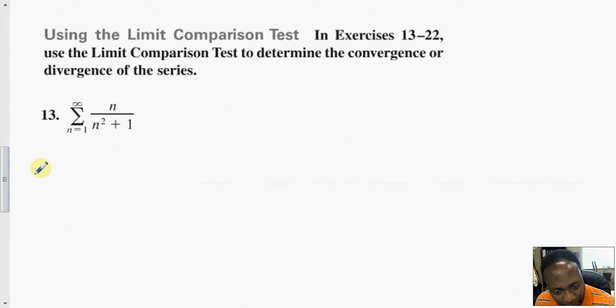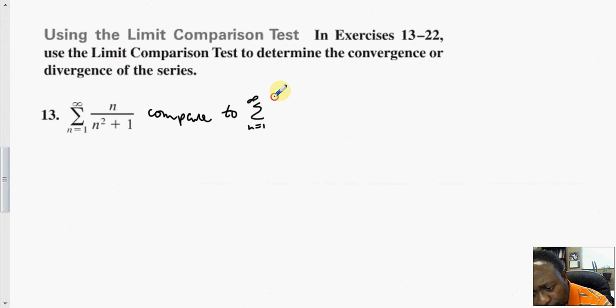So here we compare. If you take the biggest term out of this, this would be n divided by n squared, or 1 over n. So we compare it to the summation as n goes from 1 to infinity of 1 over n. This guy is a p-series, divergent.